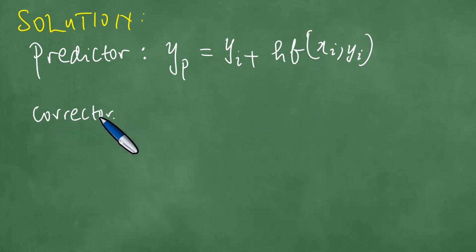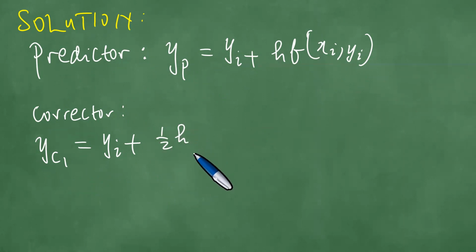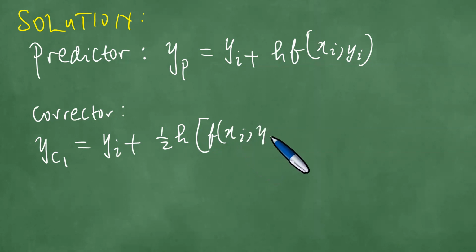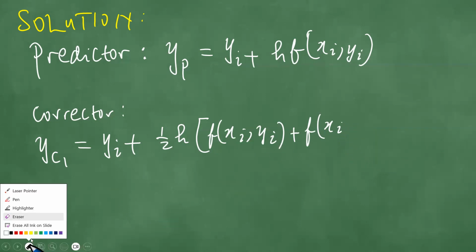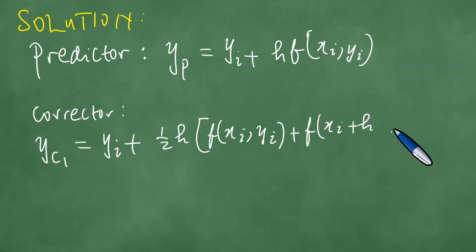The corrector works with the first correction. So YC1 is YI plus 1 half H, and it is F of XI, YI, plus F of XI plus H. So this one here is going to be XI plus H. Then you put the Y predictor here. Then you close. That is the first correction.